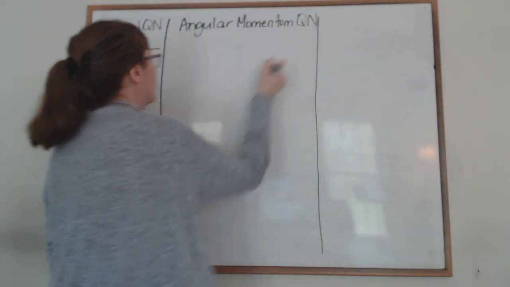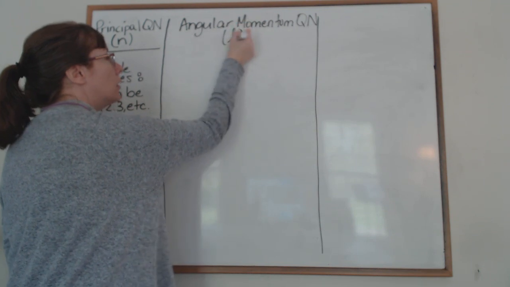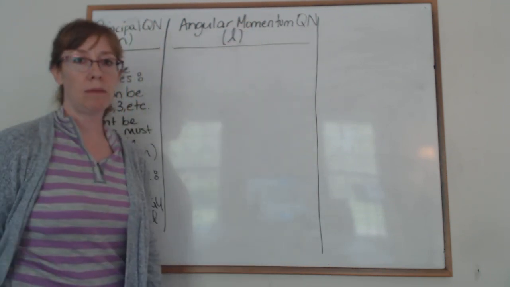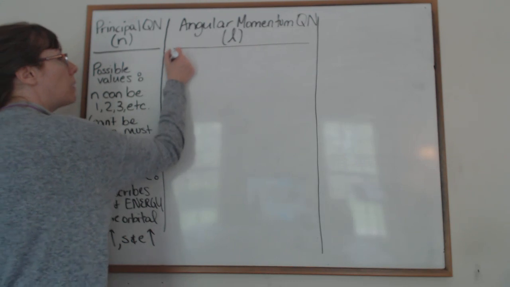And the angular momentum quantum number is abbreviated with the letter L. I write it in cursive just so it doesn't look like a number 1. Let's talk about possible values.